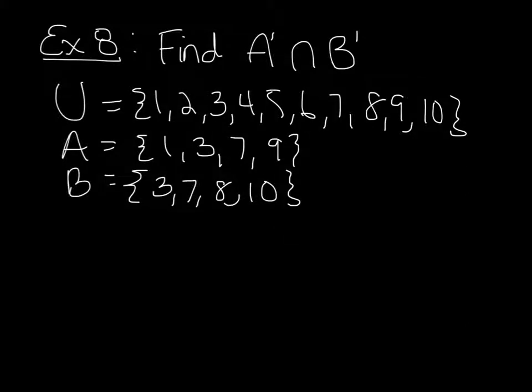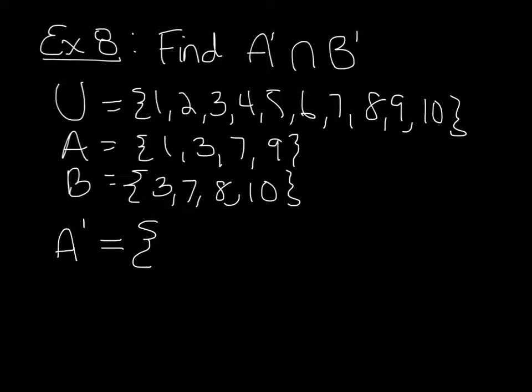Okay, so example 8 is find the intersection of set A complement and B complement. So here, when the primes are right next to the set, you have to do this first. Take the complement of the set, take the complement of this set, and then you're going to find what's common to both sets. So A complement, what is A complement?